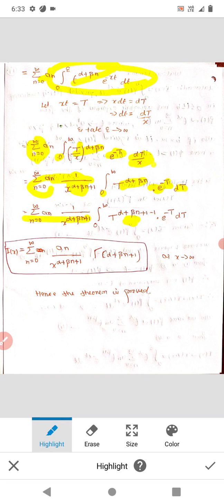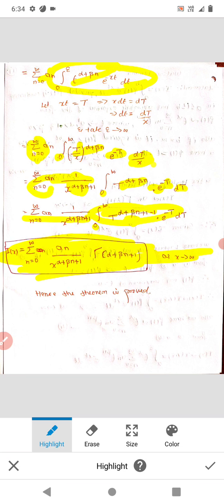Now here add and subtract 1. So the integral from 0 to infinity of T to the power alpha plus beta n plus 1 minus 1 e to the power minus T dT. Then by the gamma function property, it can be written as I of x equals summation n equals 0 to infinity a n gamma of alpha plus beta n plus 1 divided by x to the power alpha plus beta n plus 1 as x tends to infinity. So this is the proof of Watson lemma.